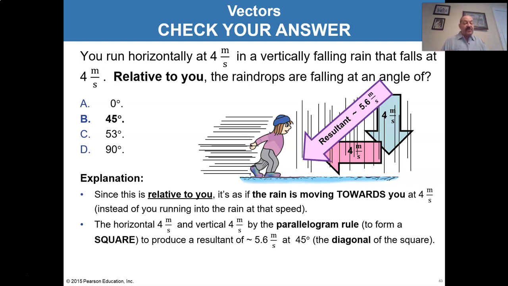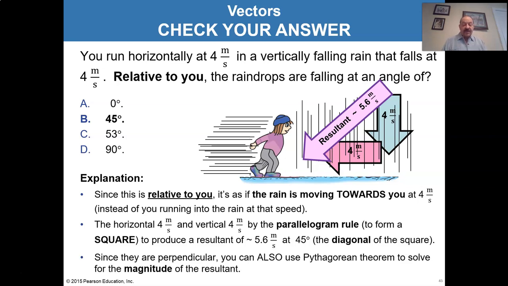angle. If you use Pythagorean theorem, you'll find that 4 squared plus 4 squared equals about 5.6 meters per second, that quantity squared. So use Pythagorean theorem to prove it to yourself. Since they're perpendicular, you can use the Pythagorean theorem. But the fact is, you see it's 4 down and 4 across. You know it's a square, so you know the angle is 45 degrees.